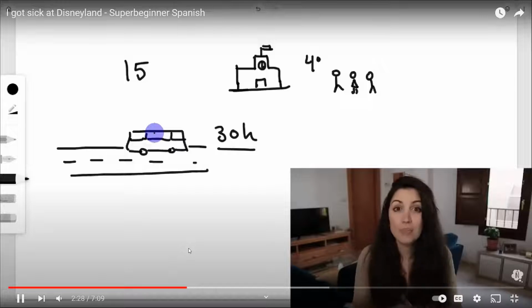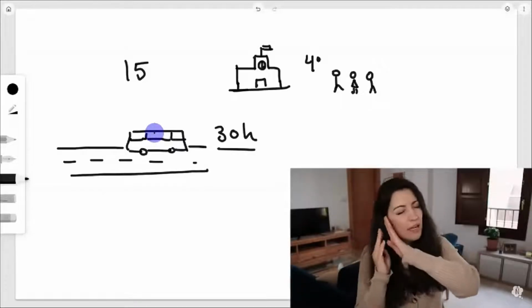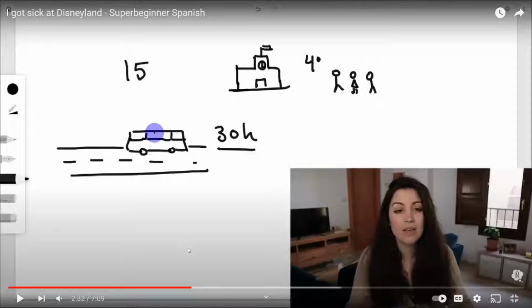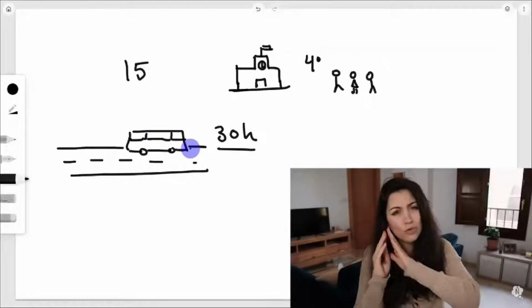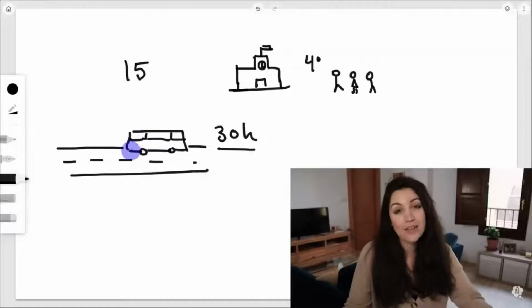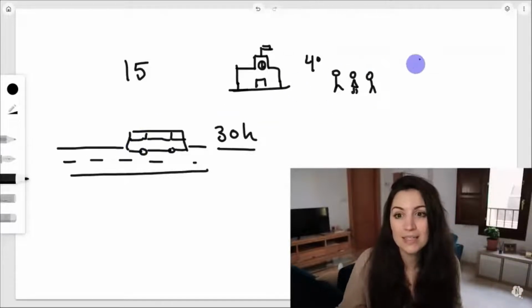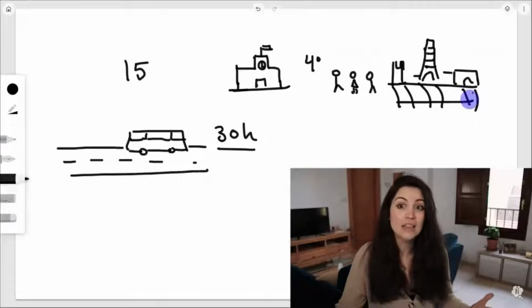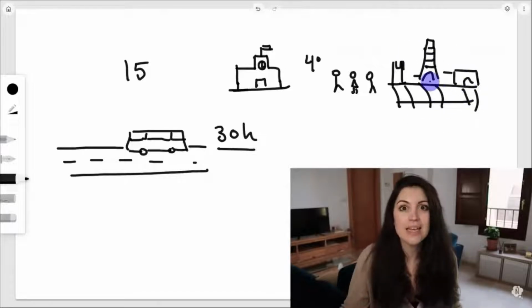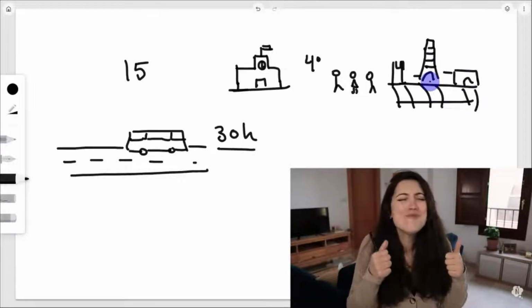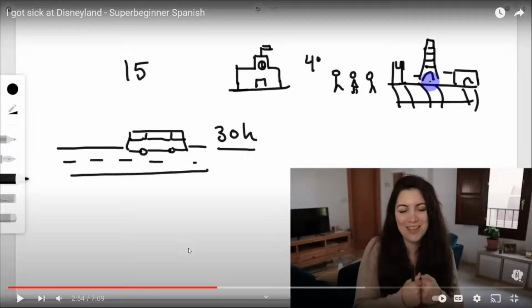Muy cansada porque yo no podía dormir. I couldn't sleep en el autobús. No podía dormir. Pero al final nosotros llegamos a París. At the end, we got to Paris. Llegamos a la ciudad, a París. We got to the city. Y yo estaba muy emocionada. Yo estaba muy contenta. And here now she flips from we got there, preterito, to I felt.